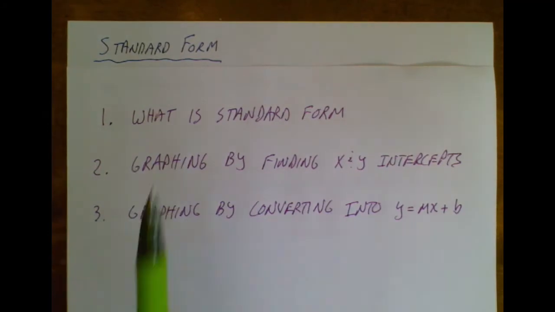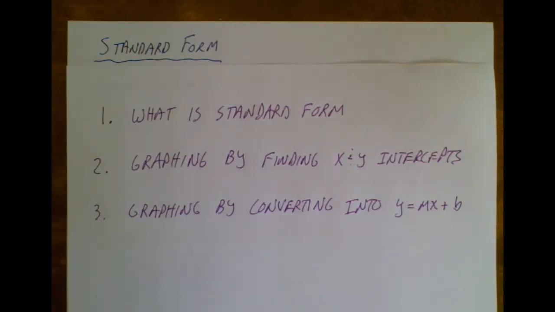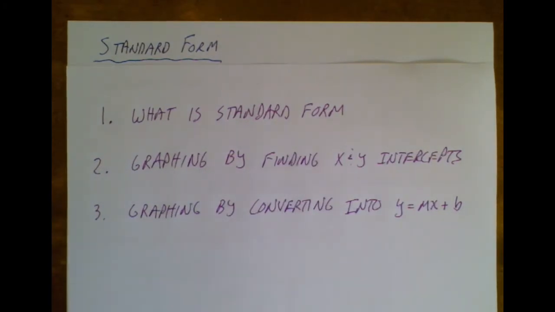Today is your lucky day because you get to learn a second equation for lines. This equation is going to be called standard form. By the end of this video, you should be able to say that you're up on these three things: What the heck is standard form? Can I graph it by finding the x and y intercepts? And can I graph it by converting into y equals mx plus b slope-intercept form?